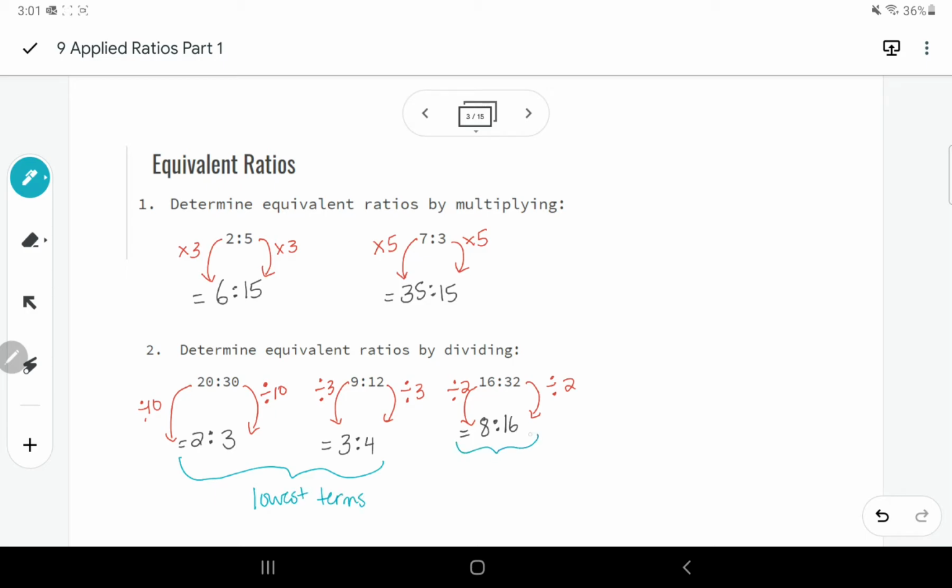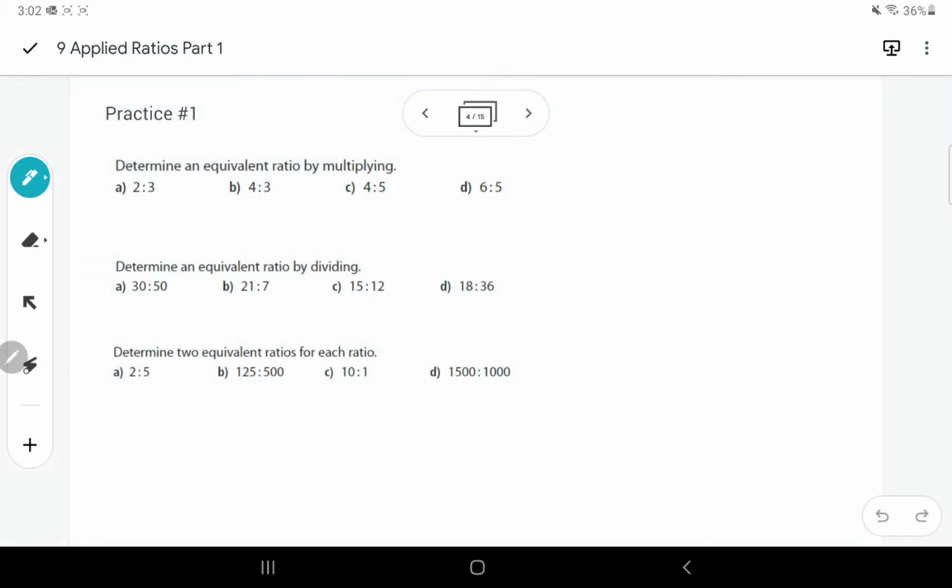And this one would not be. This is not lowest terms. You could keep dividing. But it didn't ask me to get it into lowest terms, so I might leave it like that. So that's the end of the first set of questions.